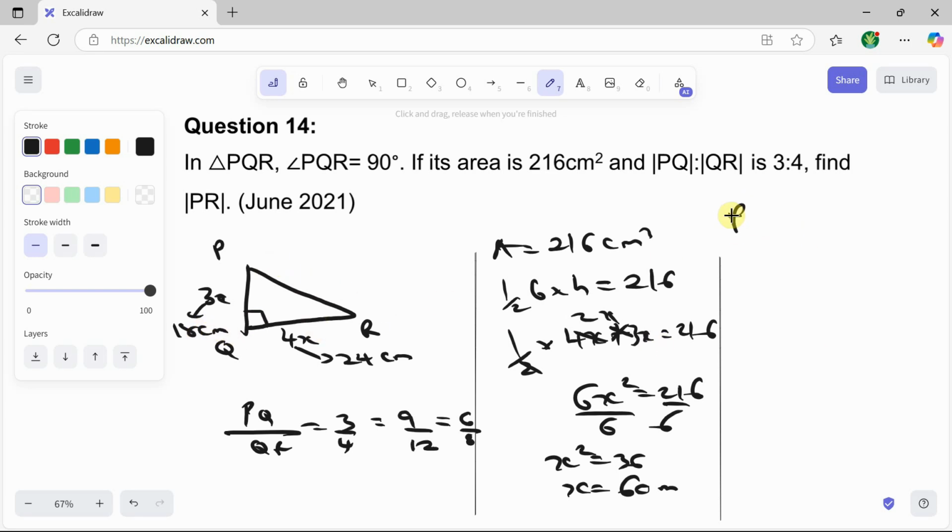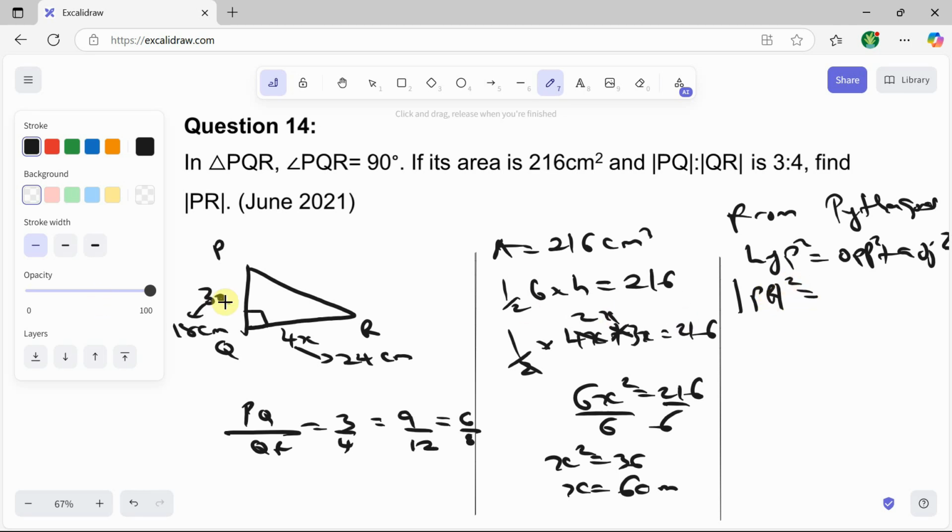So from Pythagoras, why is it Pythagoras? Because it's a right angle triangle. We say the hypotenuse squared is equal to the opposite squared plus the adjacent squared. Hypotenuse squared is the PR which we're looking for. So PR all squared is equal to opposite, which is 18, so 18 squared plus 24 squared.